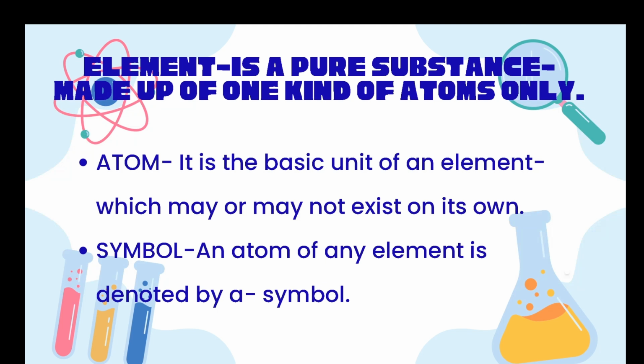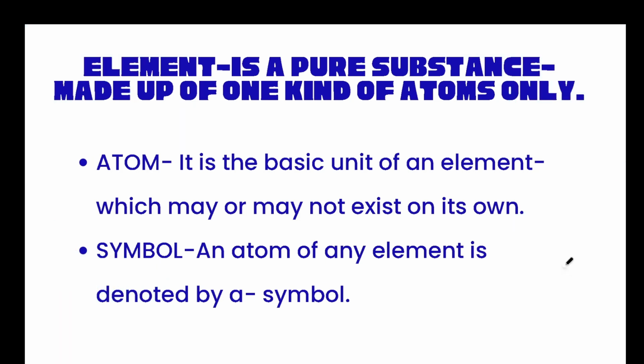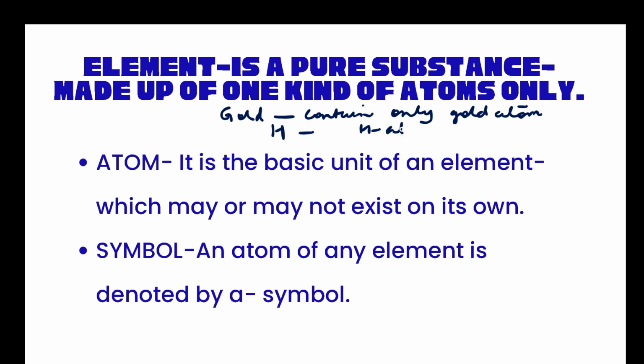So what is an element? An element is a pure substance made up of one kind of atoms only. When we say one kind of atoms only, if I am talking about gold, it will be made up of just one kind of atom, gold atoms only. Only gold atoms will be present in the element gold. Likewise, when I am talking about hydrogen, hydrogen will contain only hydrogen atoms. So that is the definition of an element. It is a pure substance made up of one kind of atoms only.